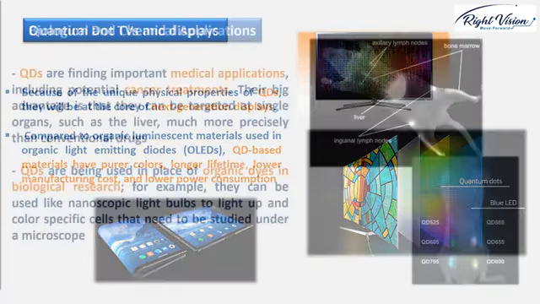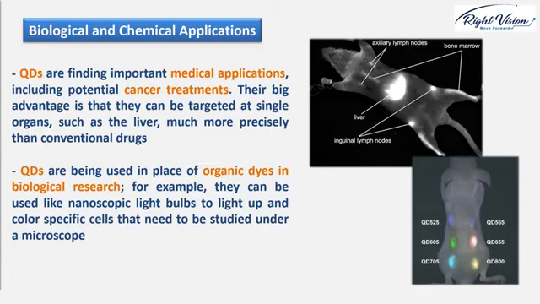Pretty cool. Another example of quantum dots is biological and chemical applications. Quantum dots are also finding important medical applications, including potential cancer treatment. Quantum dots can be designed in such a way that they can be accumulated in particular parts of the body, and they deliver anti-cancer drugs bound to them. Their big advantage is that they can be targeted at single organs such as the liver much more precisely than conventional drugs, so reducing the unpleasant side effects that are characteristic of untargeted traditional chemotherapy. Quantum dots are also being used in place of organic dyes in biological research. For example, they can be used like nanoscopic light bulbs to light up and color specific cells that need to be studied under a microscope.